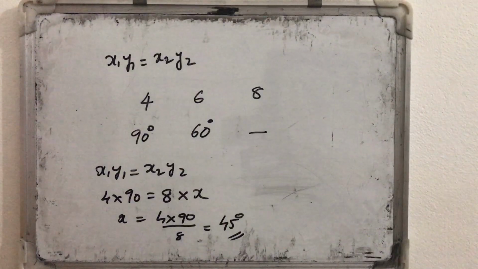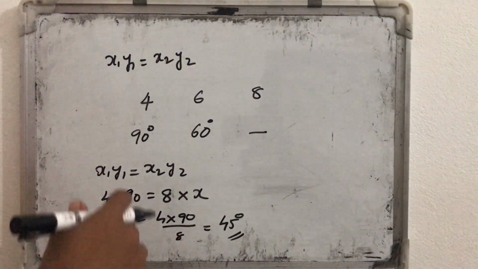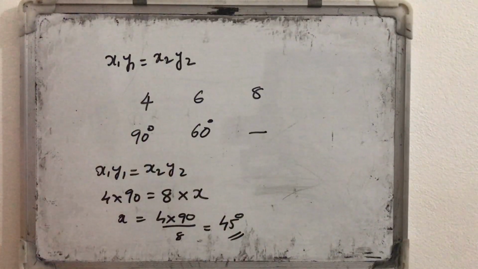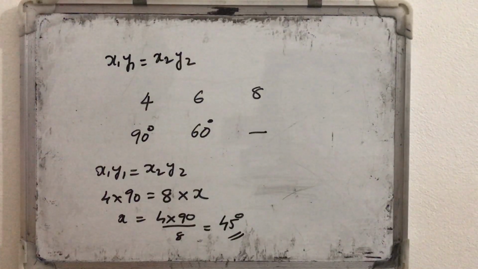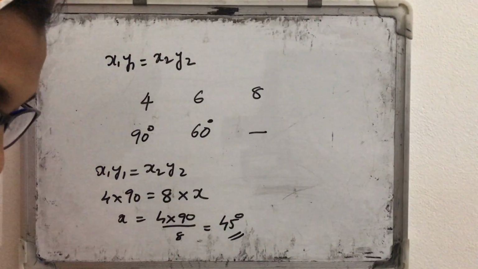Just like this, you can find the others also. If the number of spokes is 10, then using the same equation we can find that angle. Next, look at the other questions, which are also there for this same question.